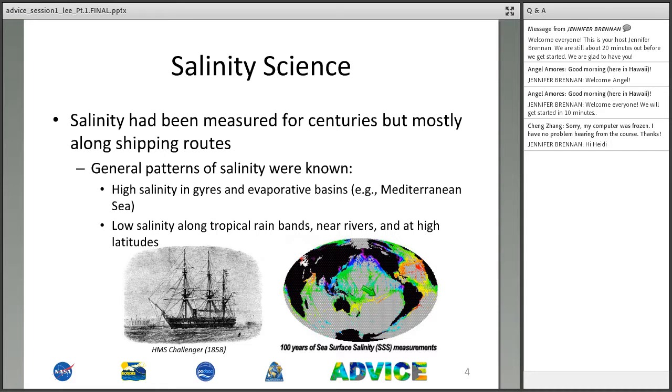But the in situ databases are really too sparse to characterize the global salinity pattern, as you see that there are many gaps in the salinity pattern as shown by the historical in situ data.